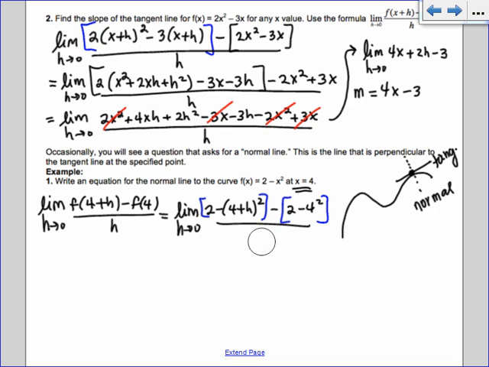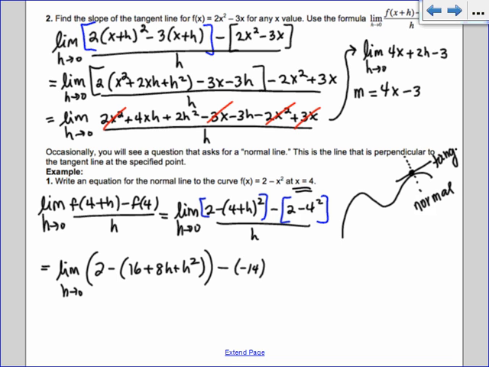Oops, not 2, h. All right, so we get the limit as h goes to 0. We have 2 minus, if we FOIL it out, we get 16 plus 8h plus h squared. Minus 2 minus 4 squared is 2 minus 16, so negative 14. All over h. Continue to simplify.